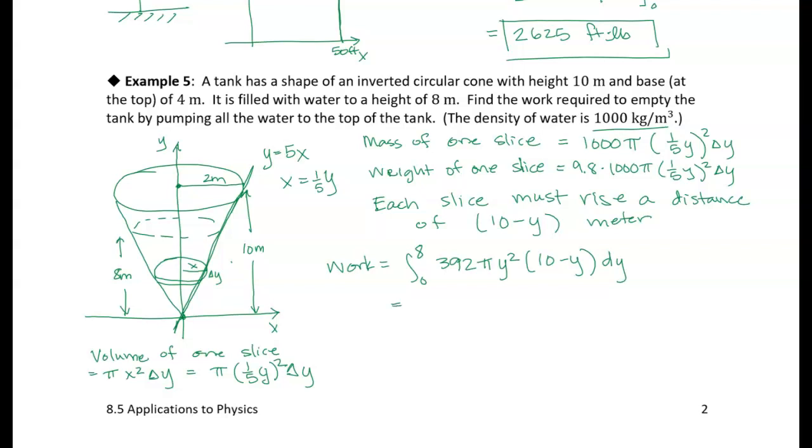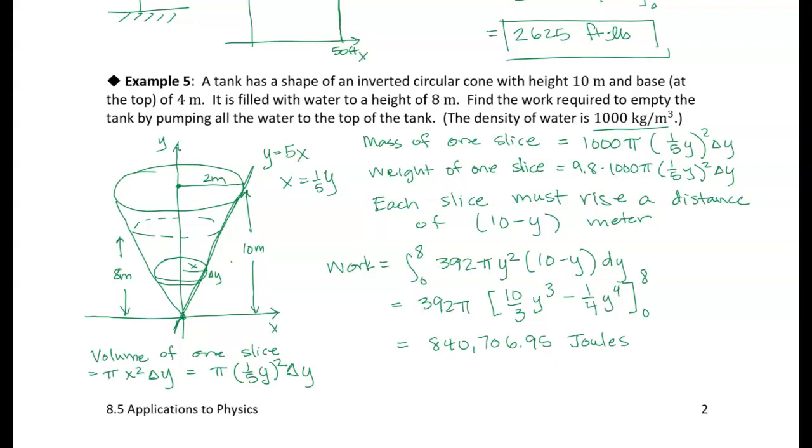So let's do that. I'm going to pull this 392 pi out front. And then we just have to integrate. This becomes 10y squared minus y cubed. Okay, so I'm going to get 10 thirds y cubed minus 1/4 y to the 4th. Right, and then I want to evaluate that from 0 to 8. When evaluated at 0, it's just 0. So I just need to evaluate it at 8. And if I put this all into my calculator, what I get is 840,706.95 joules. Now that's probably way more significant figures than I need, but I'm just going to write it all out there. And that's my answer.